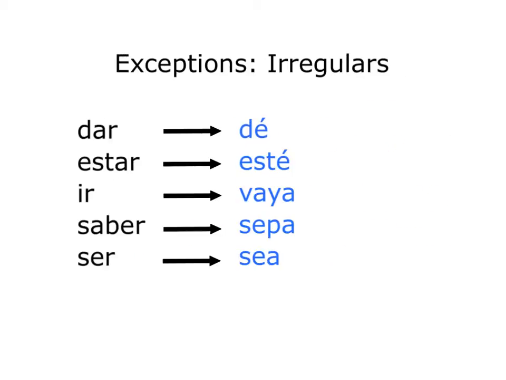Because we started with the yo form of the present indicative, we took care of all sorts of weird spelling things and stem changers, and because of that, we have a teensy-tiny little list of irregulars to look at. Dé, for dar, esté, for estar, vaya, for ir, sepa, for saber, and sea, for ser.